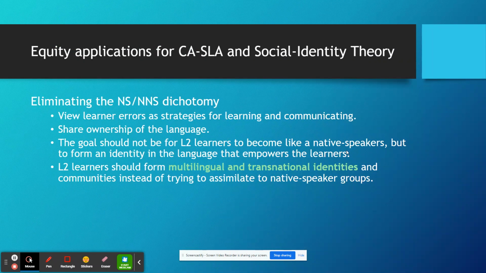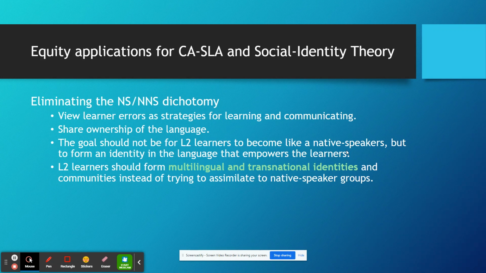So, equity applications. So we might not have real good teaching applications for this CA-SLA and social identity theory. We don't really have good teaching applications. Like with Vygotsky, we can have something like scaffolding and collaborative learning and cooperative learning and translanguaging and languaging and all that kind of stuff. So how do we have a practical application for Bonny Norton's idea? Well, let's say it has what we call equity application.